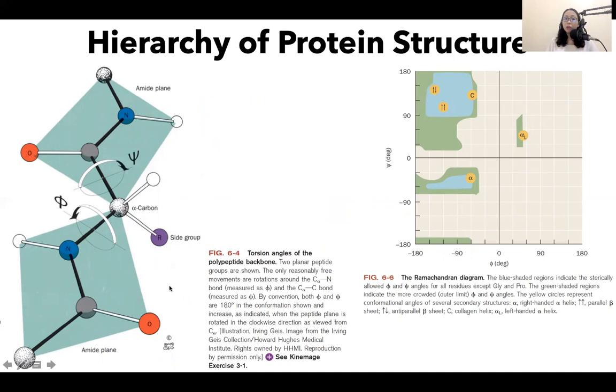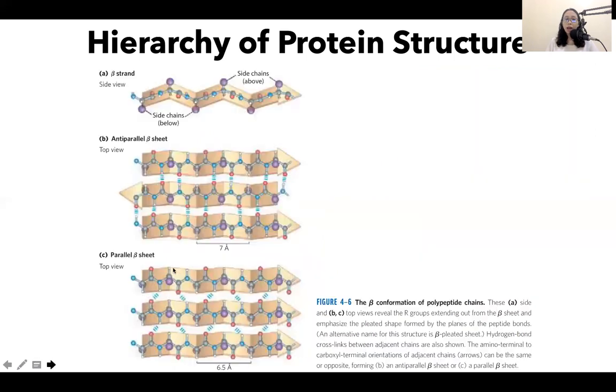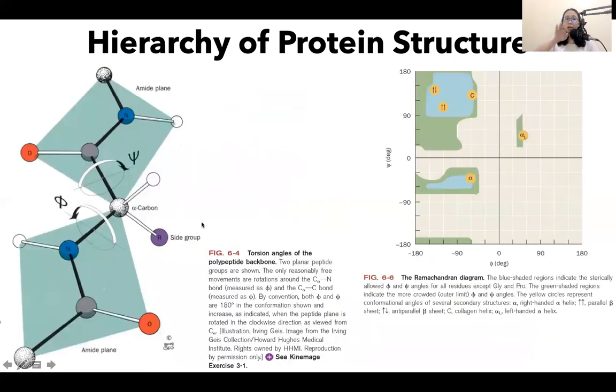Now there are two types of beta sheets. You have the antiparallel beta sheets and the parallel beta sheets. Now let's talk about the structure of the beta strand first. So the beta strand is basically a linear orientation of your peptide chain. And again, you can try to imagine the dihedral angles.